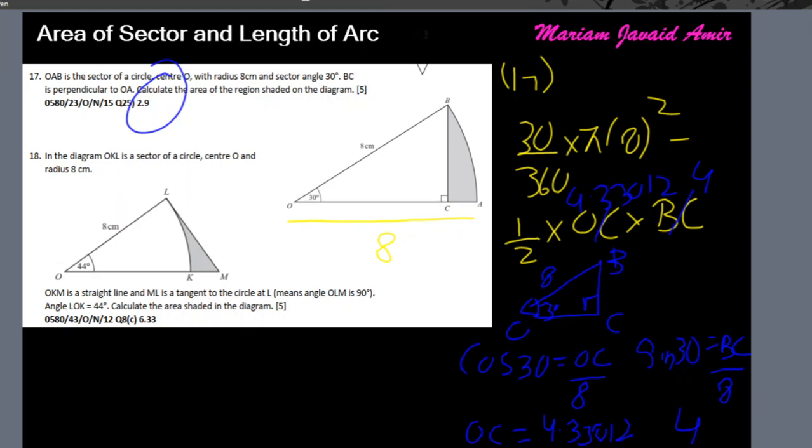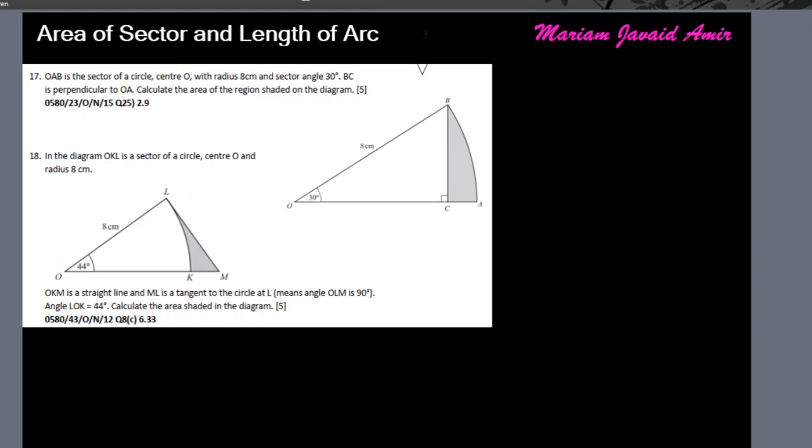Okay, next is question 18, which is: The diagram OKL is a sector of a circle, center O and radius 8. OKM is a straight line, ML is tangent to the circle, means angle OLM is 90 degrees. So I've added this information because my class hasn't done properties of circles yet. So they don't know that the tangent and radius are always perpendicular. So I've given this information to them. So this angle is 90 degrees.